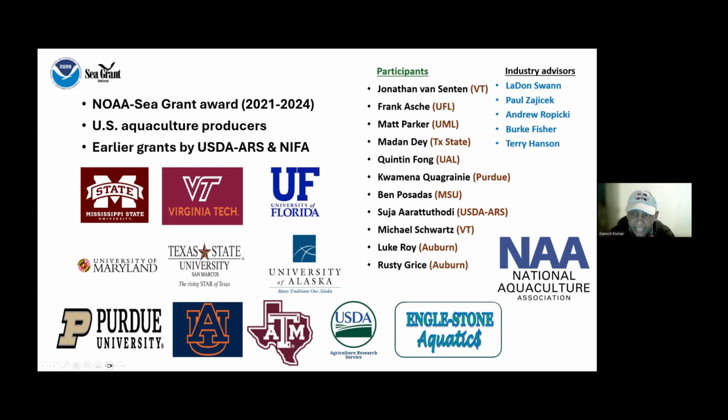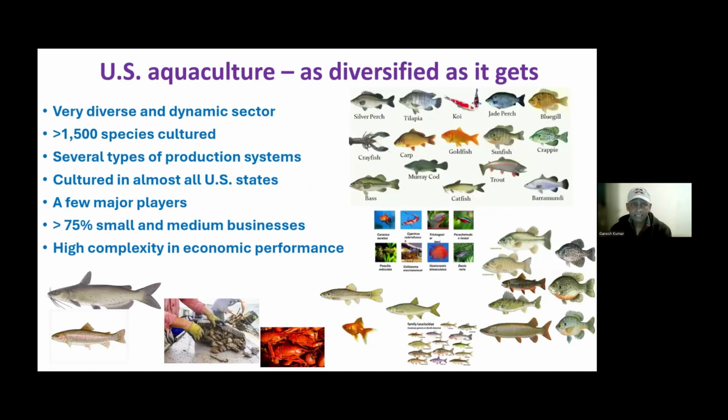So I'm very glad to present this information connected with the economic contribution of U.S. aquaculture farms. As we all know, U.S. aquaculture is very, very diversified. We have more than 1,500 species being cultured within almost all the states, except one or two states that don't have aquaculture farms, or where aquaculture is banned in general. About 1,500 species, no kidding.